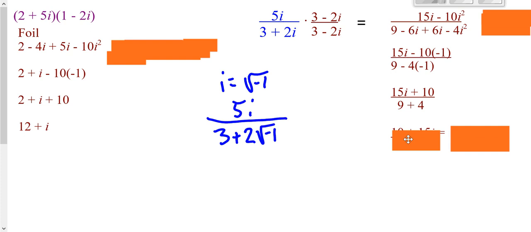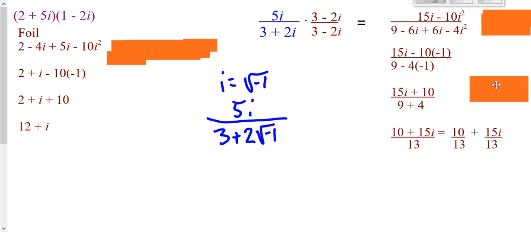On the bottom we could add that together, get a 13. We can't add these together on top because they're not like terms. And you could leave it as one fraction like this, but technically speaking, it should be written as 2 separate fractions, a part that doesn't have i's plus a part that does have i's.